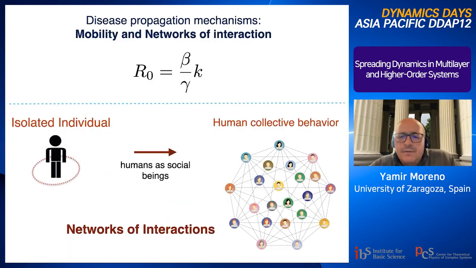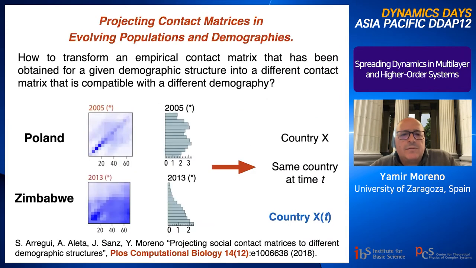So one of the first things that you need to do when you try to characterize this network of interactions is to measure different patterns. And one of these patterns is what is called contact matrices. Contact matrices are matrices that tell you how likely it is that a person of a given age interacts with another person of the same age or another age. So it's a matrix, and you can start filling it in.